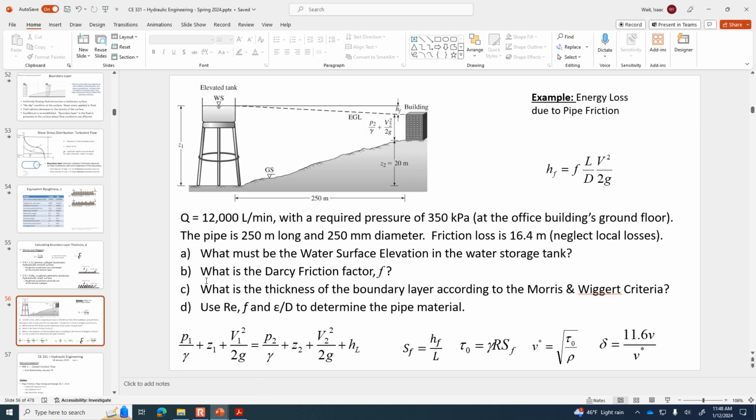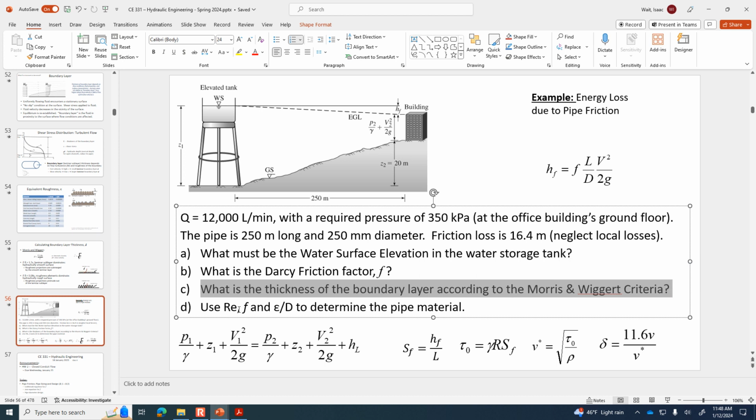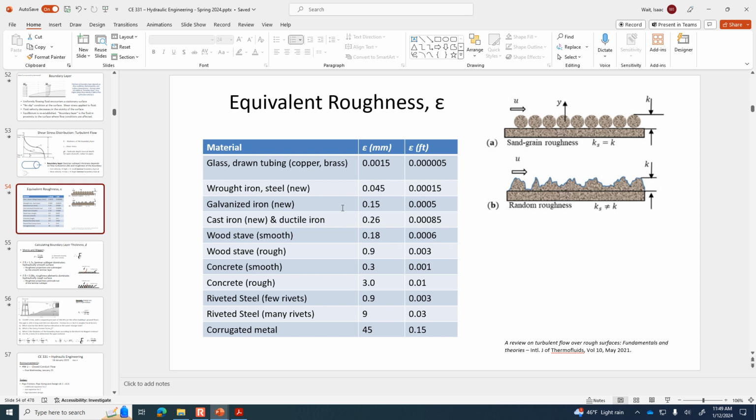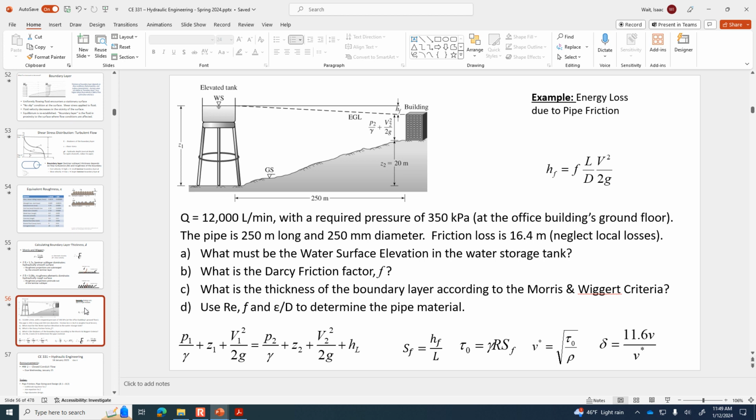Calculate the thickness of the boundary layer, use the Reynolds number, the friction factor, and the relative roughness to determine the pipe material. Well, we won't go that far. It was just like we could infer what the pipe material is by looking at these different relative roughnesses, basically finding on the Moody diagram what the roughness is, and then from the Moody diagram, if you know the roughness, then you can determine what the pipe material is.